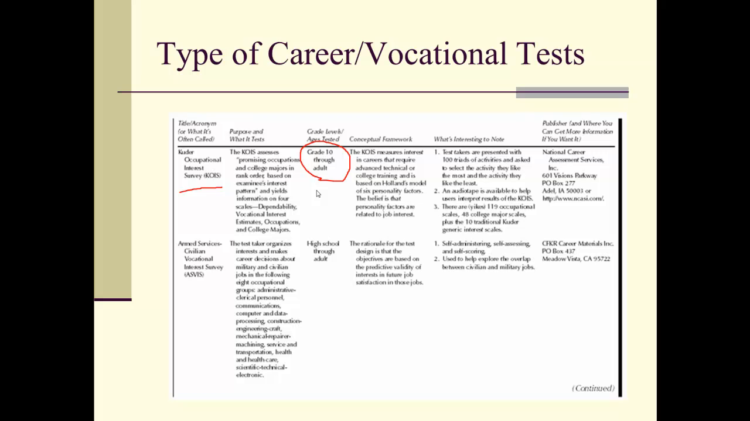And then you got the Armed Services Civilian Vocational Interest Survey. Remember we talked about the ASVAB? Well, this is a civilian version of it. Again, high school through adult. They're really not going to hook you up with armed services types of careers, but obviously there is a connection there, yet it may look at more civilian types of employment.